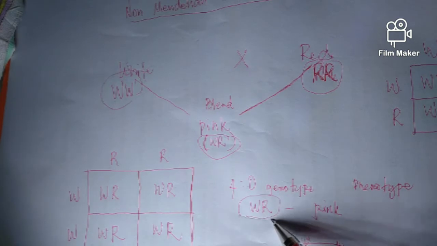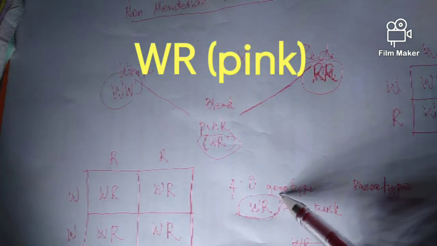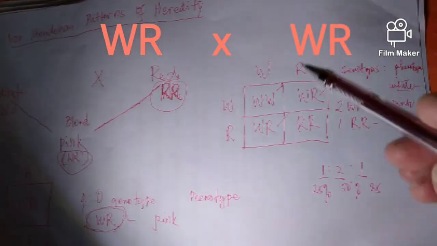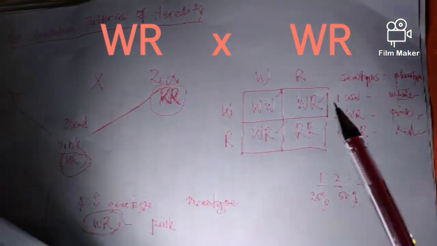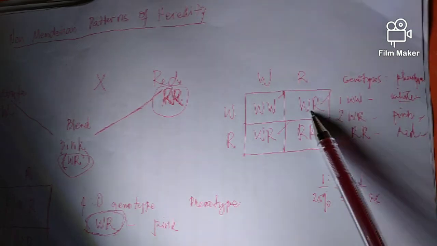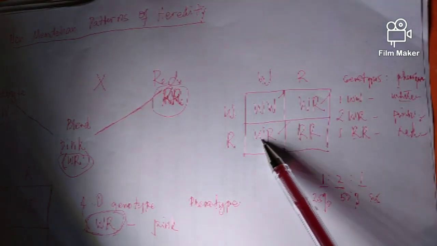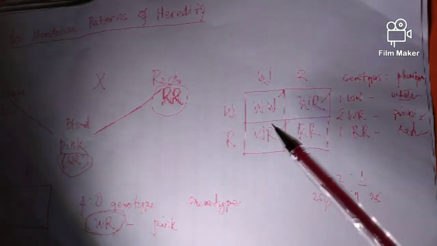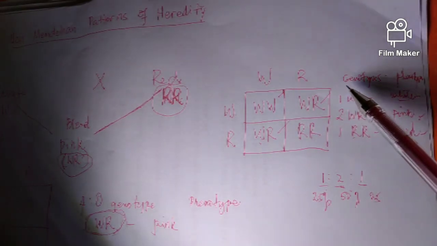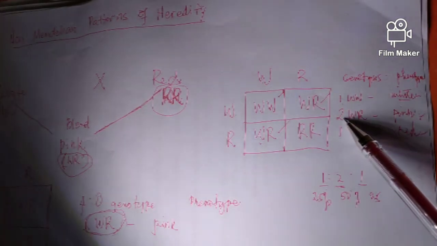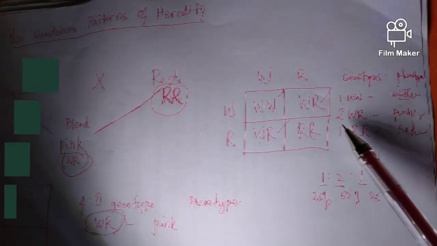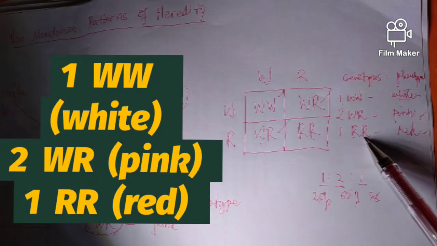So let's try another example. For example, we will use the characteristic pink. The genotype is WR, and we will crisscross WR with WR. For the resulting characteristics, on the first square, W and W. Next is W and R. Then R and W, but you write the W first, because the pattern is that W comes first. Then RR. So the genotypes of the offspring are 1 WW, 2 WR, and 1 RR. For the phenotypes, the one WW is white, the two WR are pink, and the one RR is red.